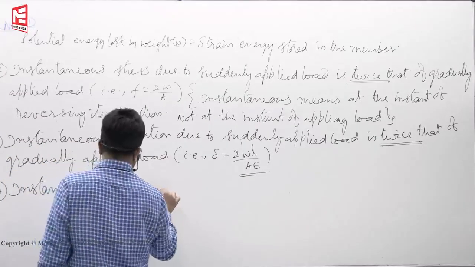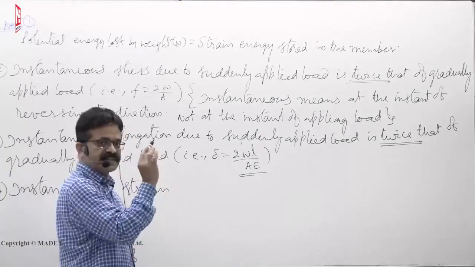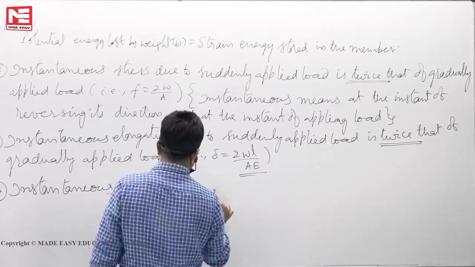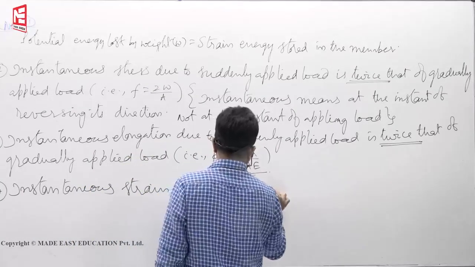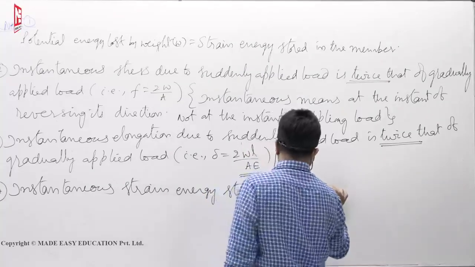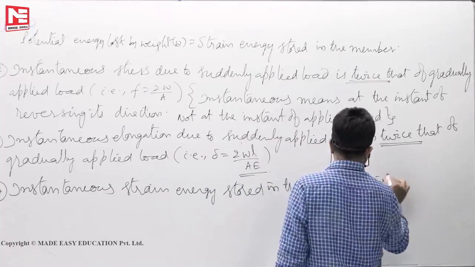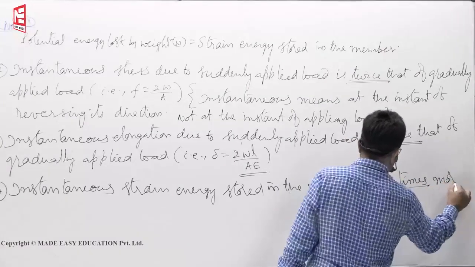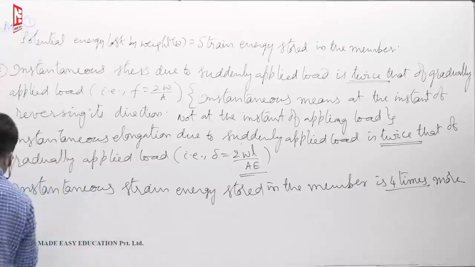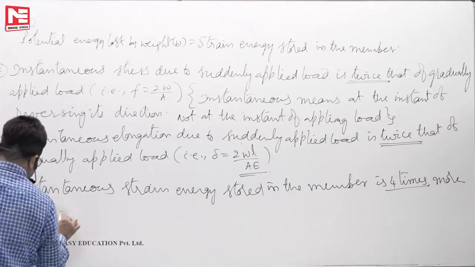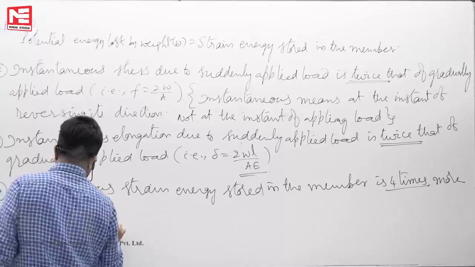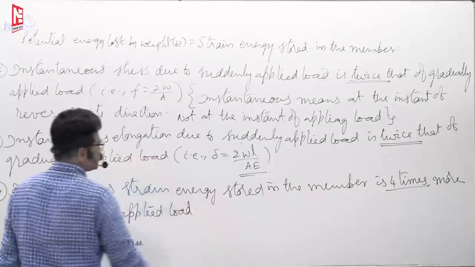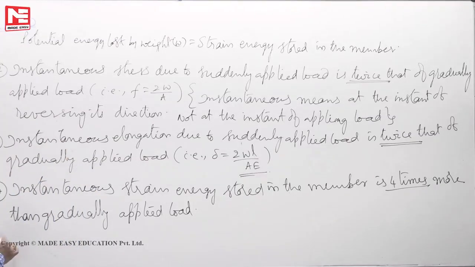Instantaneous strain energy. That means at the instant of reversing its direction, what is the energy stored? Instantaneous strain energy stored in the member is 4 times more than that of a gradually applied load. So energy stored is 4 times more. Next.